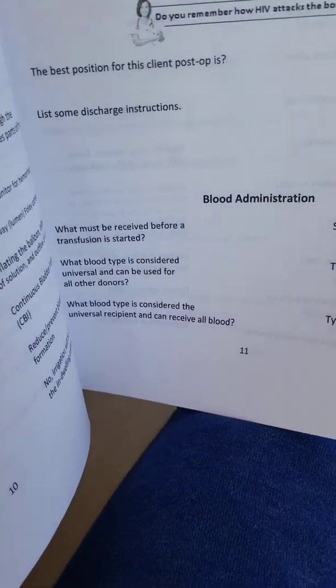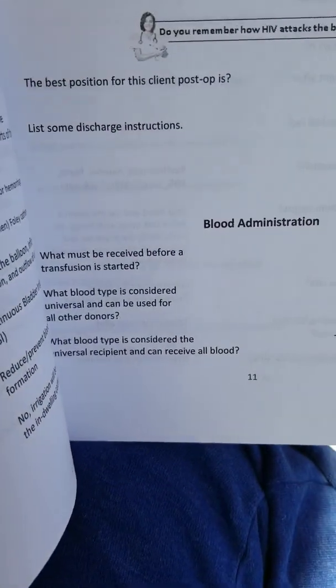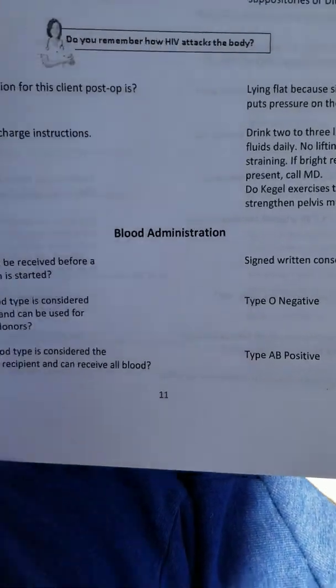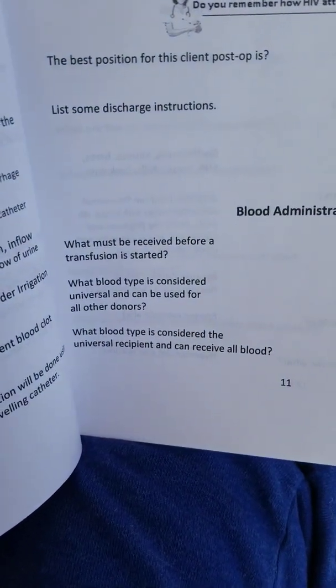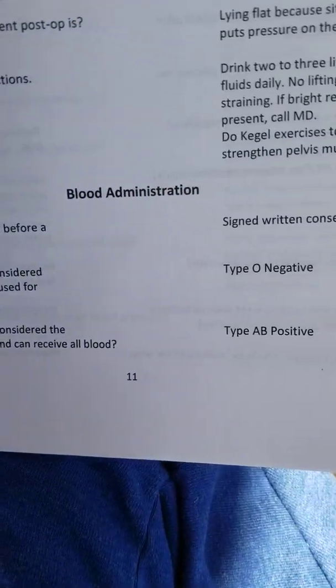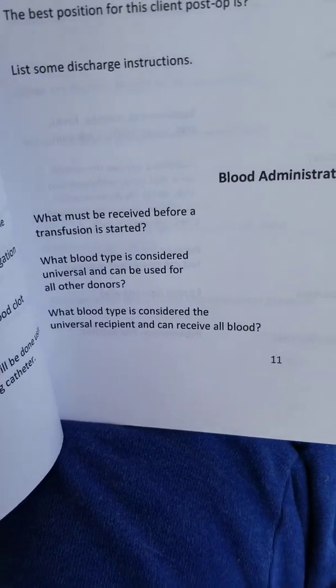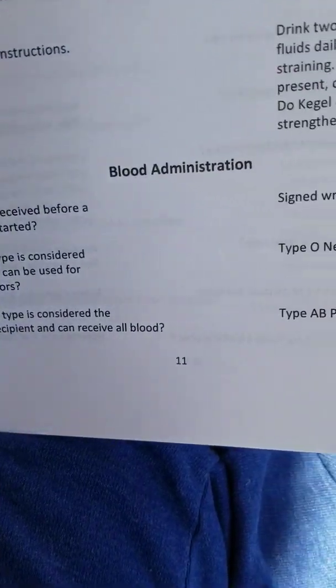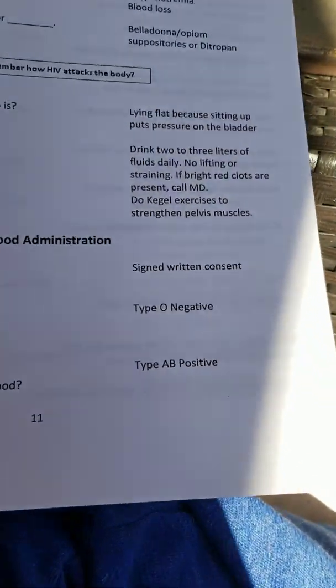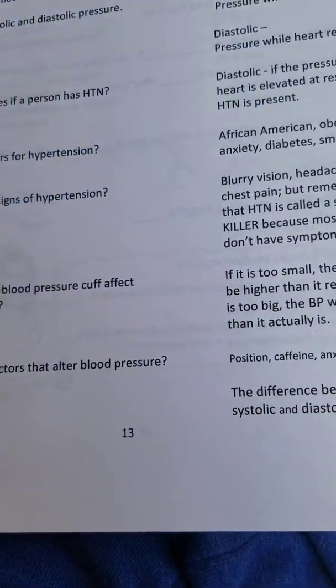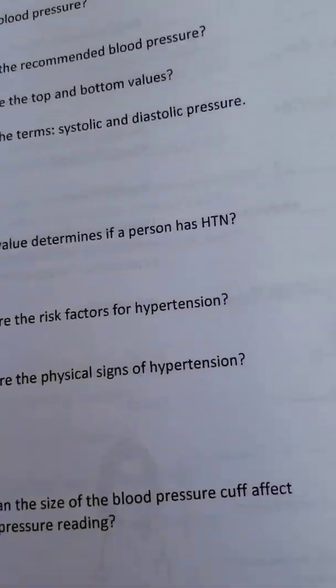Blood administration. What must be received before a transfusion is started? Signed written consent. Blood type considered universal is type O negative. What blood type is considered the universal recipient? Type AB positive. This completes page 11. We'll start page 12 next.